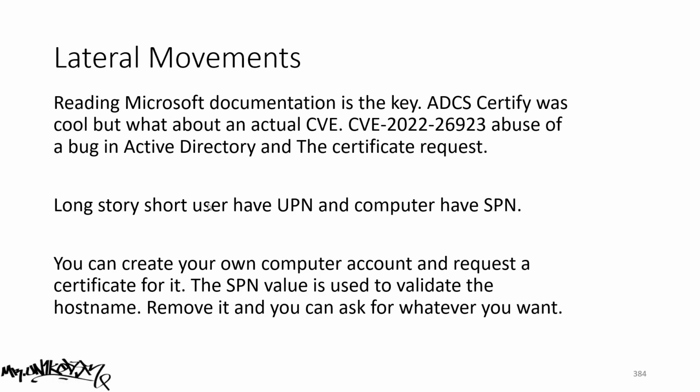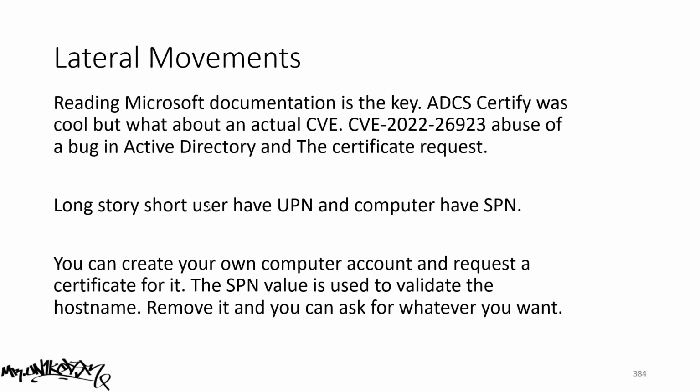Another perfect example of that is what happened after ADCS Certify was published. Keep in mind that these were not about any actual CVE, right? Someone actually did manage to find a CVE out of this, because sometimes you just need that little push to start your research. CVE-2022-26923 is actually abusing a bug in the way that the certificate requests work. So this person was probably curious, started to play with it, and realized that they actually found something.